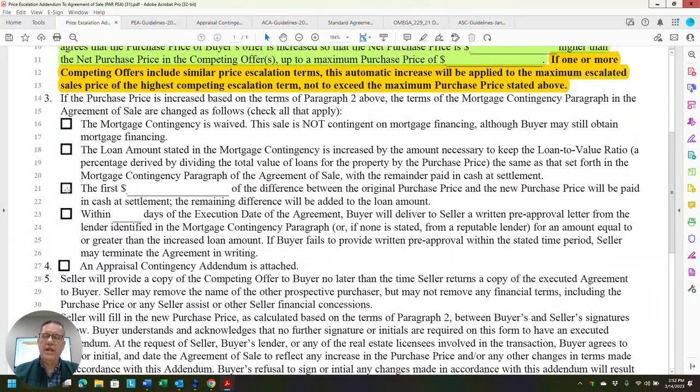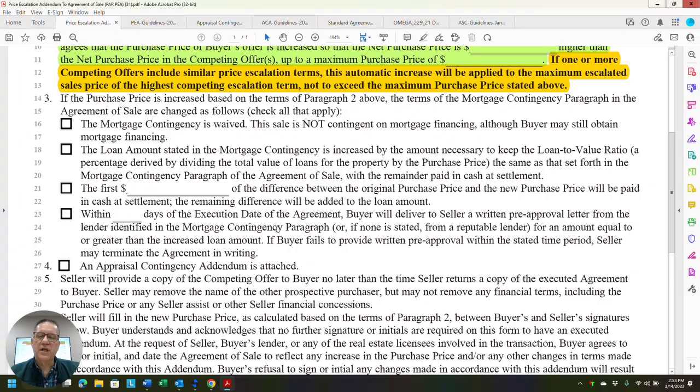Box number 3 is that you're going to cover as a buyer a portion of the gap, the difference. So you're going to pay, instead of at $250 at that $200,000 sales price, and you went up by $5,000, you're just going to bring additional cash to the table. And if it's not enough to cover it, then you're going to increase your loan.